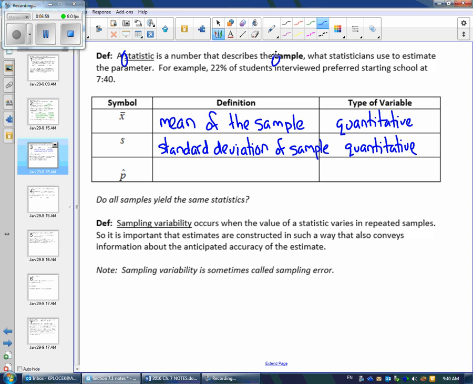Now we've got our lowercase p, but it's wearing that little hat, meaning it's not the true value, it's an estimate. So that is the proportion that we're interested in of the sample. Think of it as being in disguise. It's got a hat on it. Type of variable, yes, we're switching back to categorical for this one.